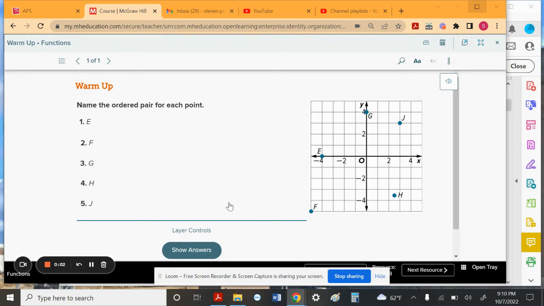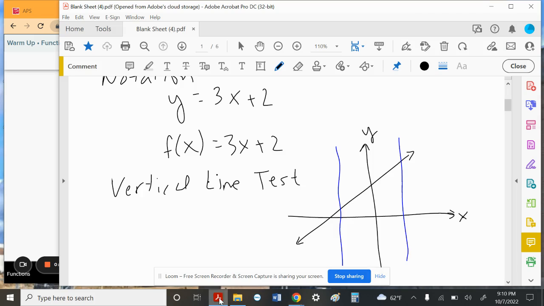In Module 3, Section 2, we're going to start off by looking at ordered pairs, or points, and try to determine what the value of each point is. Let's take a look at 3 of these, and then I want you to do the other 2 on your own. But E is, notice here we always do the x first, so it would be negative 4, 0. So E would be negative 4, 0.